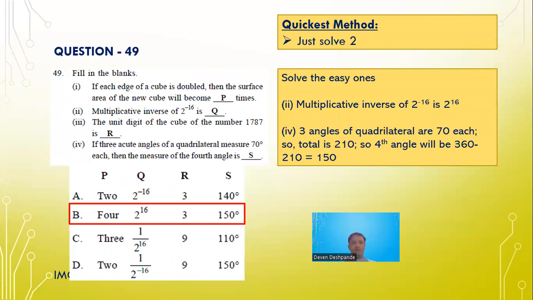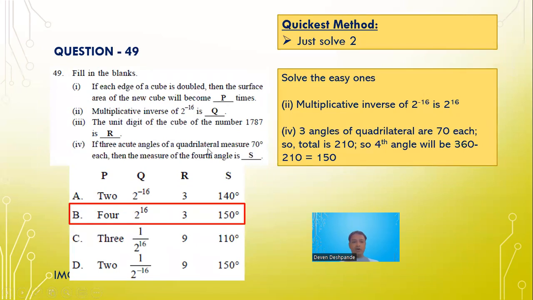Okay, next one. Fill in the blanks. You have to just solve only 2. So we'll only solve 2 and 4. Multiplicative inverse of 2 raised to minus 16 is 2 raised to 16, isn't it? Because multiplicative inverse of A is 1 upon A. So for 2 raised to minus 16, the multiplicative inverse is 2 raised to 16, isn't it? Because 2 raised to minus 16 is 1 upon 2 raised to 16. 1 upon 2 raised to 16 into 2 raised to 16 is 1, isn't it?